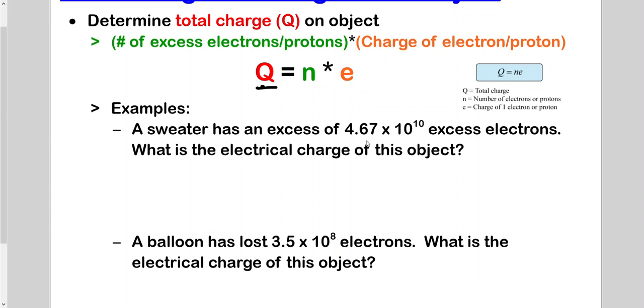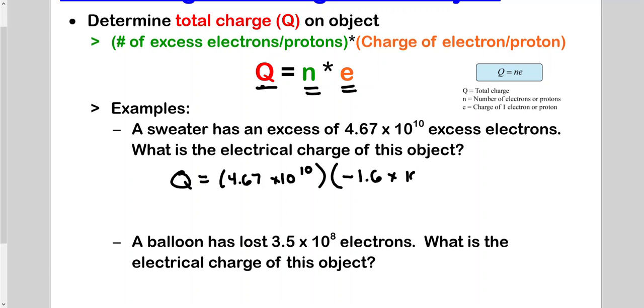A sweater has an excess of 4.67 times 10 to the 10th electrons. What is the charge of the sweater? Well, the total charge is going to be equal to the number of excess electrons. So in this case, 4.67 times 10 to the 10th times the charge of a single electron, which is negative 1.6 times 10 to the negative 19th coulombs. And so if we put that in our calculator, I would encourage you to do that, we get negative 7.47 times 10 to the negative ninth coulombs. So still not even a full coulomb of charge.